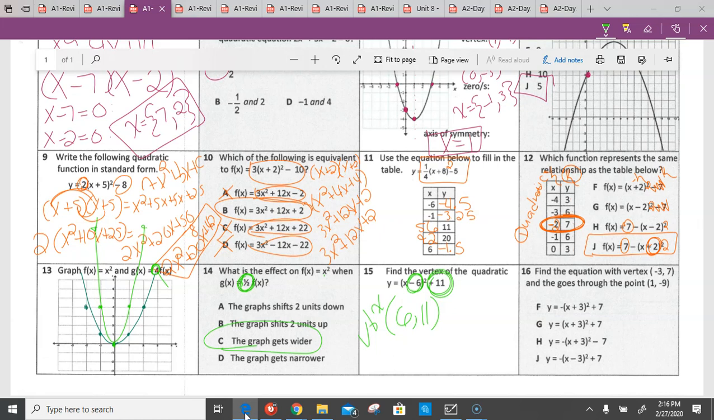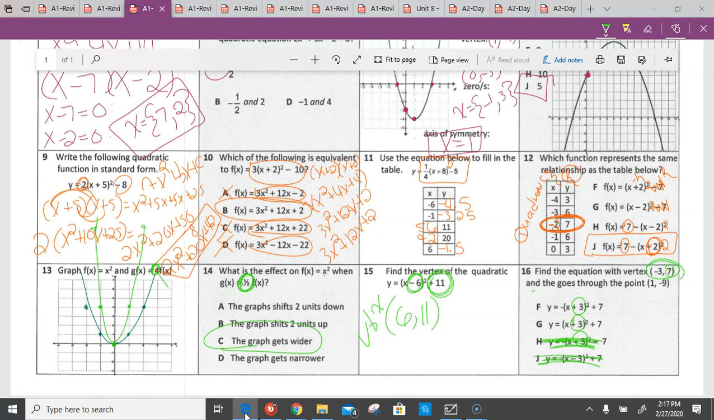And finally, find the equation with a vertex of negative 3, 7, and goes through the point 1, negative 9. So let's work on this piece first. Since the vertex is at negative 3 here, it has to be the opposite over here on the parentheses. So opposite of negative 3 is a positive 3. Positive 3, positive 3, positive 3. These go away. However, there's a negative right here, which would make it a negative 3, so that goes away too. Now I'm left with these two.